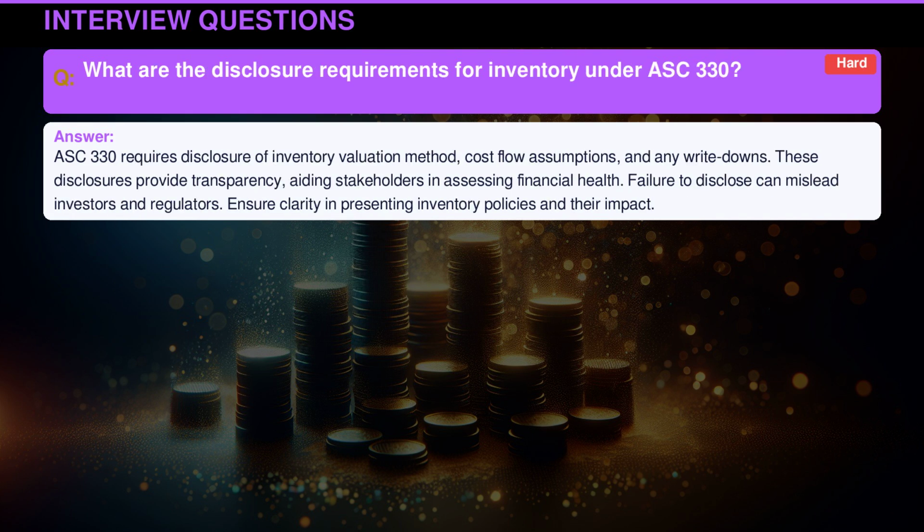ASC 330 requires disclosure of inventory valuation method, cost flow assumptions, and any write-downs. These disclosures provide transparency, aiding stakeholders in assessing financial health. Failure to disclose can mislead investors and regulators. Ensure clarity in presenting inventory policies and their impact.